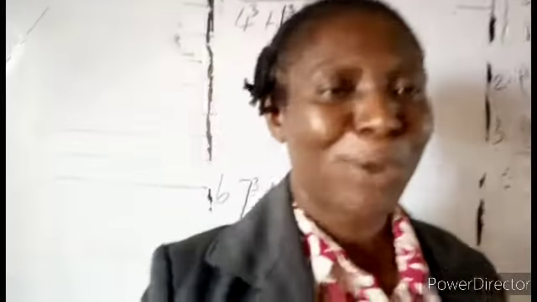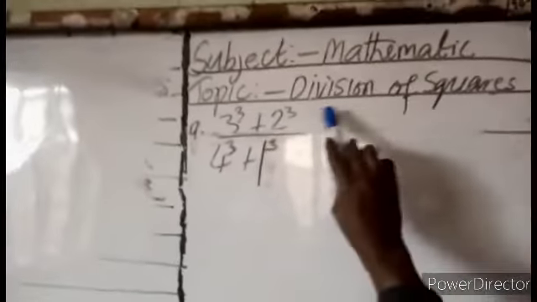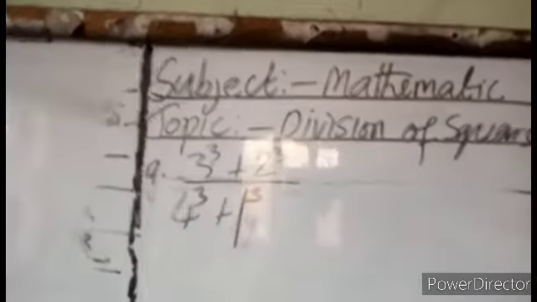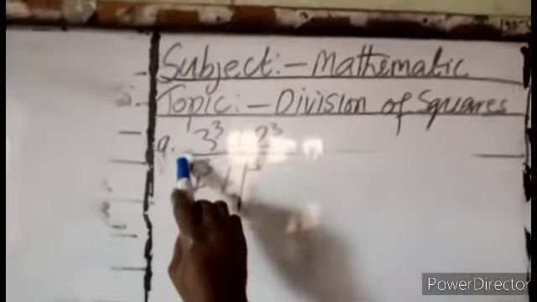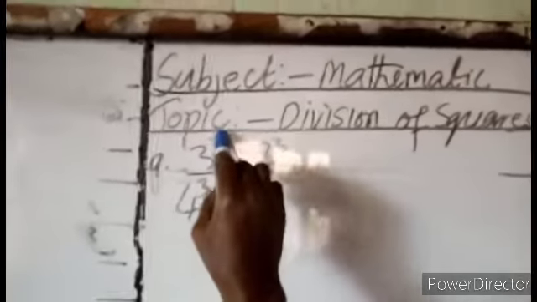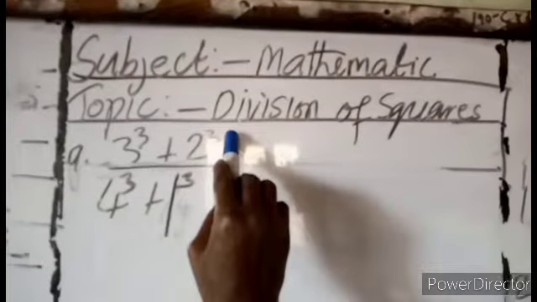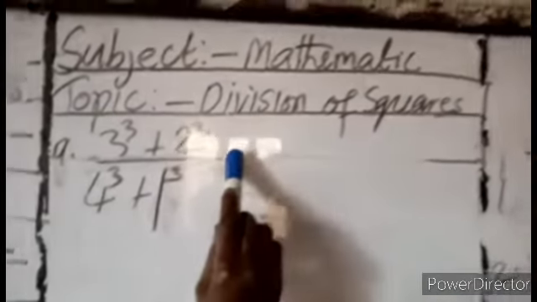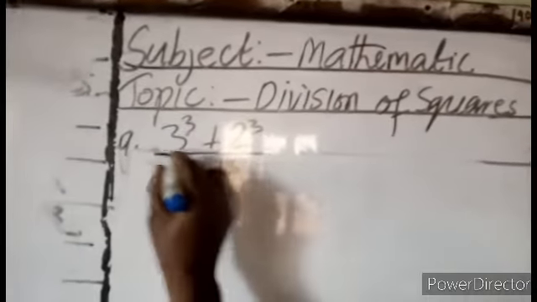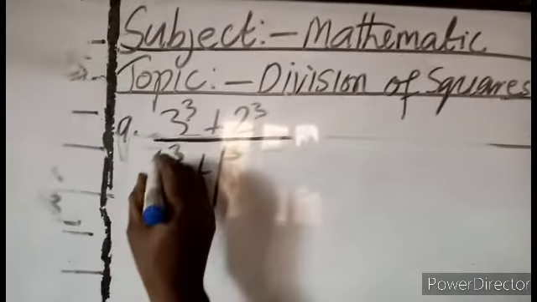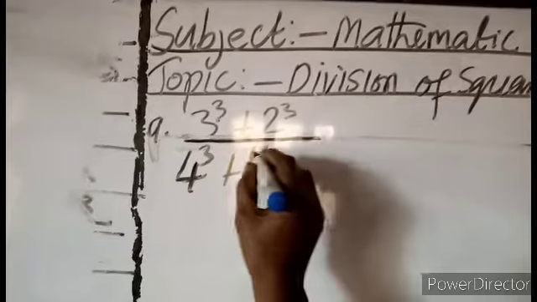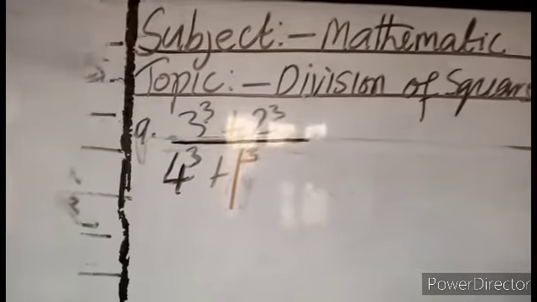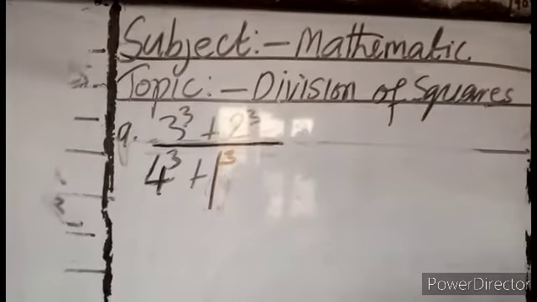Now let's roll it on the board. The first one is division of cube root. Division of what? Cubes. Okay, in division of cubes today we have it as what? 3 cube plus 2 cube. Okay, divided by, this line across here is divide. So divided by what? 4 cube. Okay, plus what? 1 cube. Now it's very simple. I'm going to do it step by step, right?